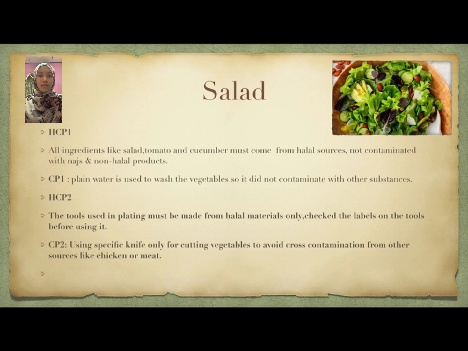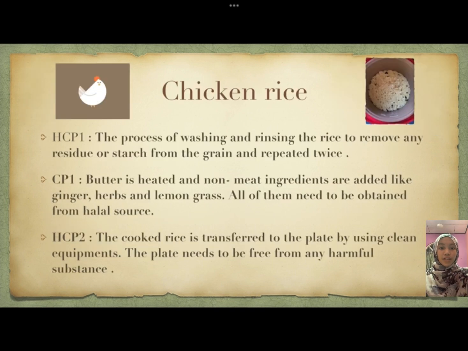Next is chicken rice. Halal control point 1. The process of washing and rinsing the rice to remove any residue or starch from the grain, and this process is repeated twice. Control point 1. The butter is heated and non-meat ingredients are added, and all of them need to be obtained from a halal source. Next is halal control point 2. The cooked rice is transferred to the plate by using clean equipment, and the plate needs to be free from any harmful substance.